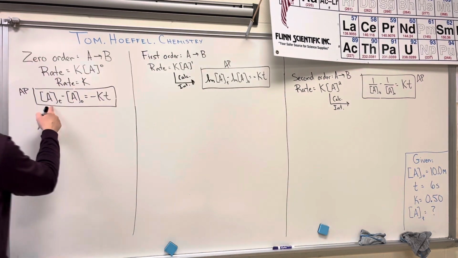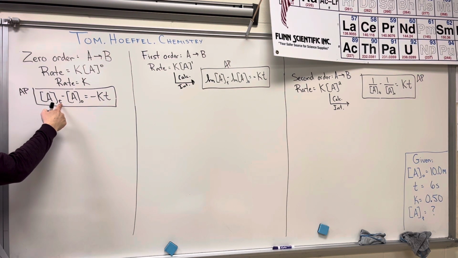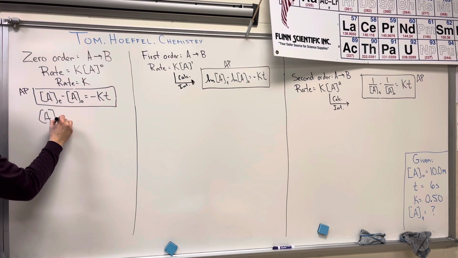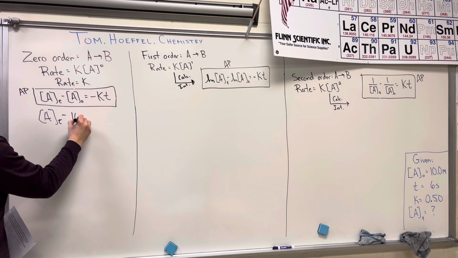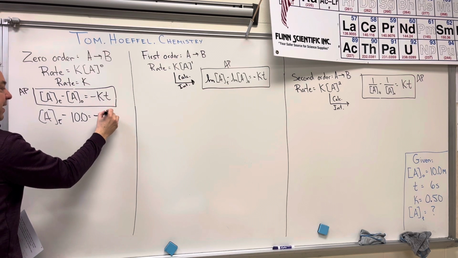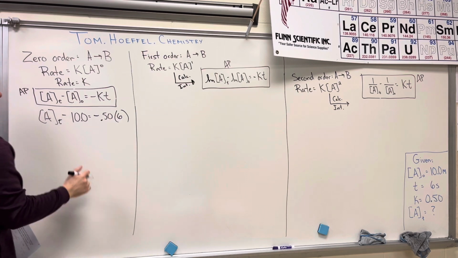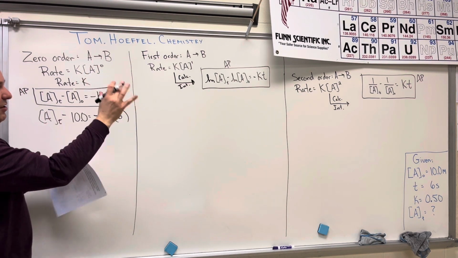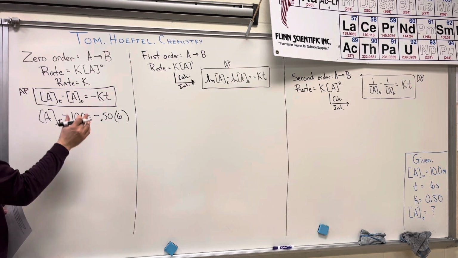Once again, the variable that I'm trying to solve is the amount at time equals t, which is going to be 6 seconds in this case. The initial amount is going to be 10 molar, so we know this number is going to be 10. k is equal to 0.50, and the time is going to be 6 seconds. I'm not going to include any of the units here because the units change depending on if it's zero order, first order, or second order kinetics.